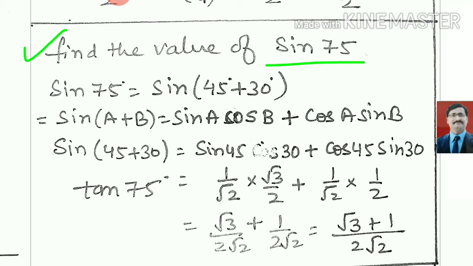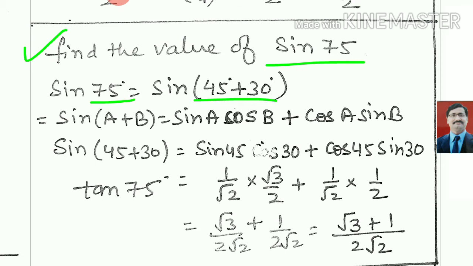Look here, sin 75 you have to find. Look at 75, what can we write? 75 we can write as 45 plus 30. We have standard angles: 0 degree, 30 degree, 45 degree, 60 degree and 90 degree. These standard values we know already, and we have to put them here.